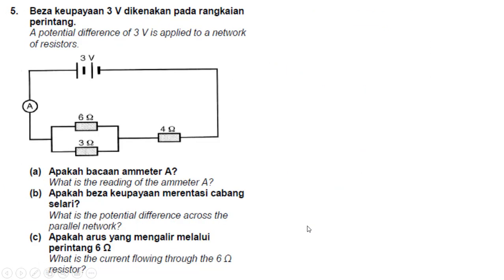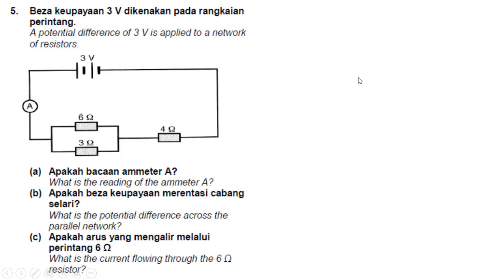Now, question 5. We have a combination of series and parallel circuit. In order to solve it, first of all, we have to settle the parallel circuit first, and then we combine it in the series circuit. First question, what is the reading of ammeter A? The ammeter shows the total current here. So we use the formula I equals V over R. V is the battery, 3 volt, and R should be the effective resistance.